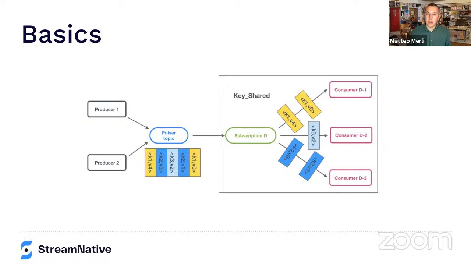For example, if consumer 3 crashes, the hash ranges in which key 2 was falling are now unassigned. So they will be reassigned between consumer D1 and consumer D2. At that point, these messages will get replayed to either consumer 1 or consumer 2.